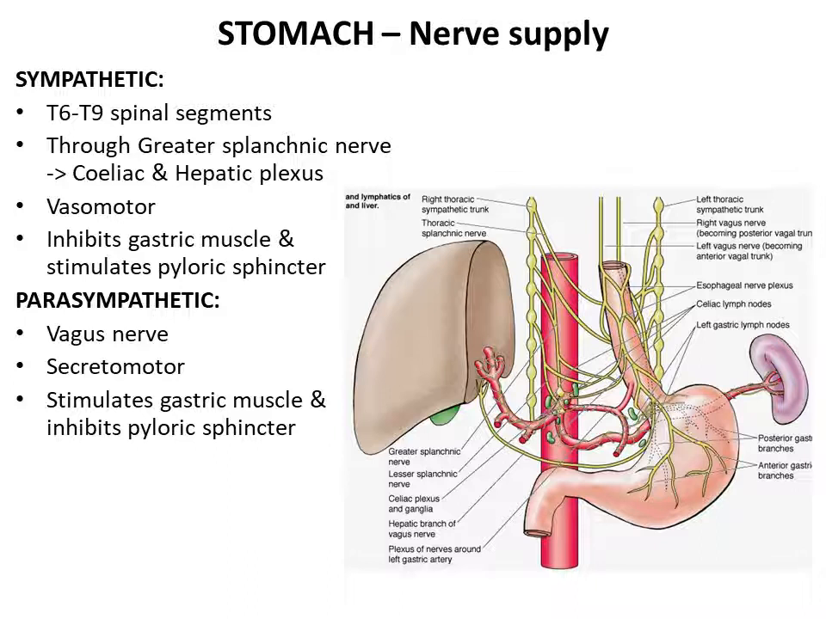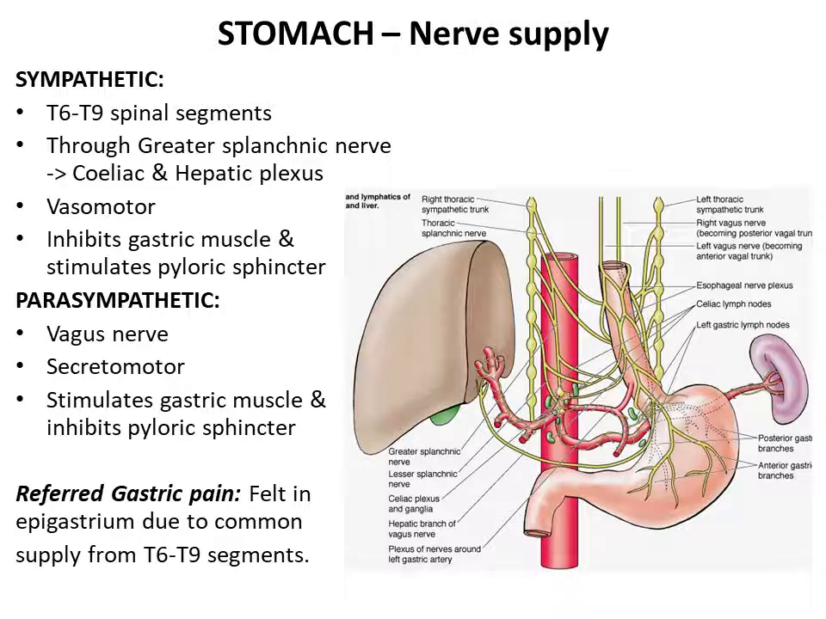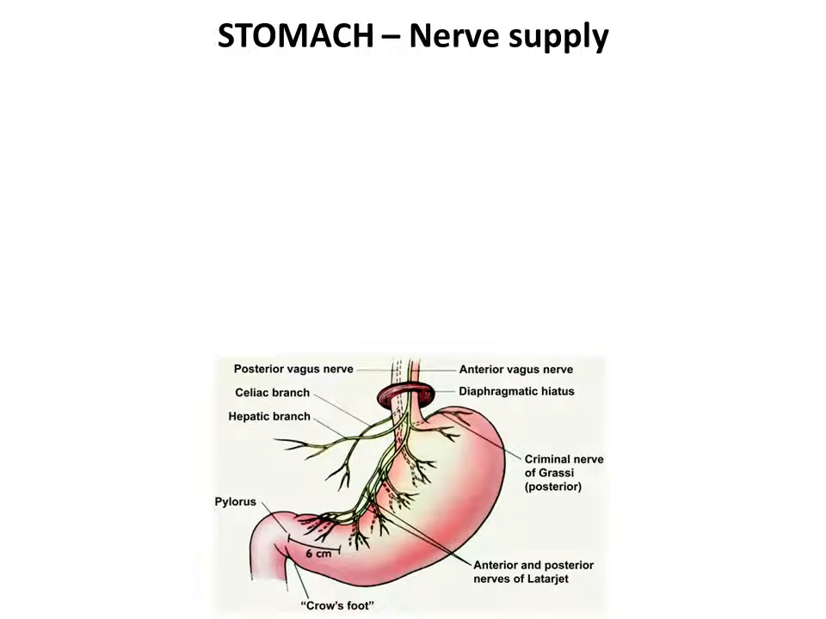The pain fibers travel along the sympathetic nerves, that is from T6 to T9 segments. Hence, in case of distension or ischemia of the stomach, the referred pain is felt in the epigastrium due to common supply from the 6 to 9 thoracic segments. The parasympathetic nerve supply, which is through the vagus, is secretomotor, that is, increases the secretions from the gastric glands.